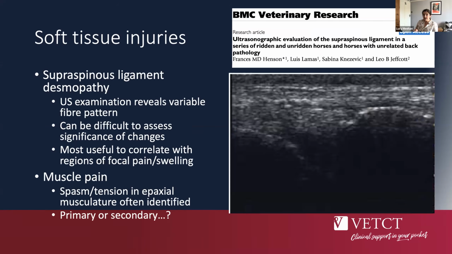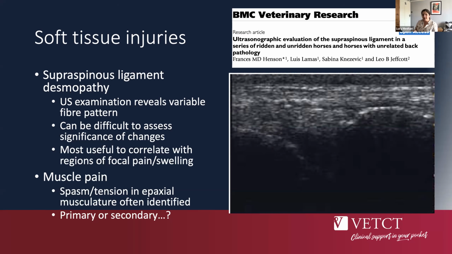Finally, soft tissue injuries. Supraspinous ligament desmopathy is reported, and I do ultrasound a reasonable number of these. I find them quite difficult to judge because they're very, very variable anyway, ultrasonographically, and it can be difficult to assess the significance of any changes that you see. I find this most useful when I've got a focal region of pain when I'm palpating the back, I ultrasound it, and I see a hypoechogenic region there. I don't find it too useful if I'm just seeing lots of vague hypoechogenicities that are not very much else to go with it.